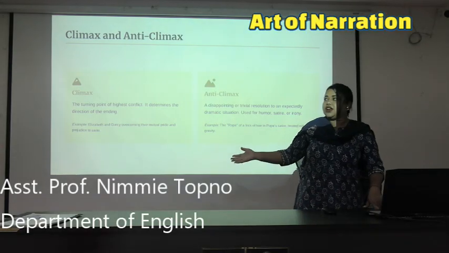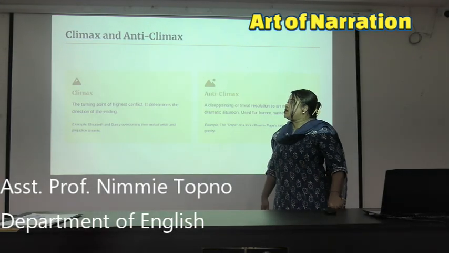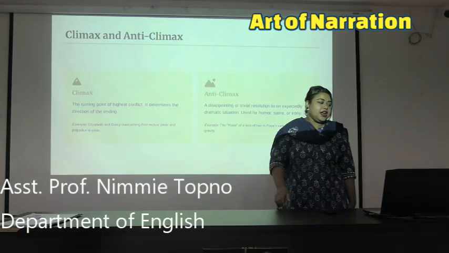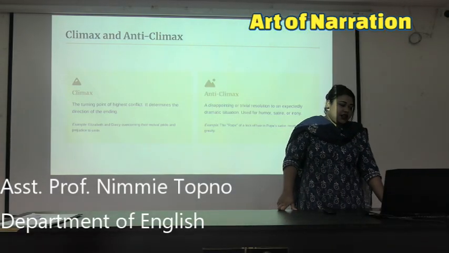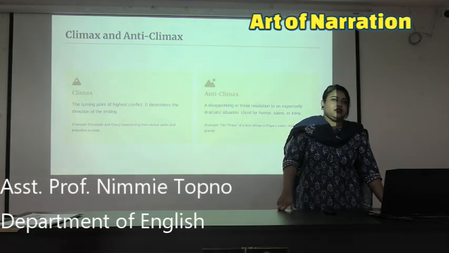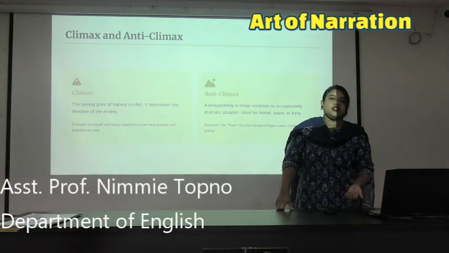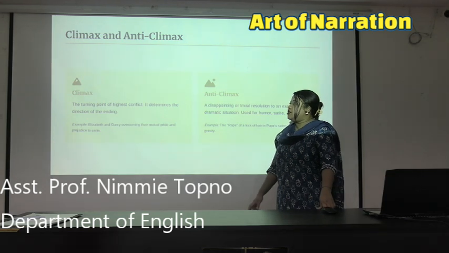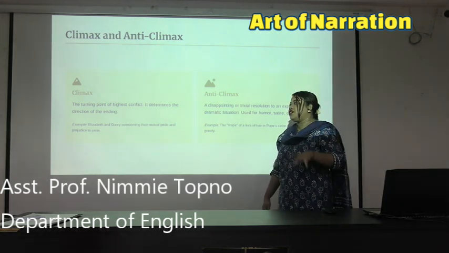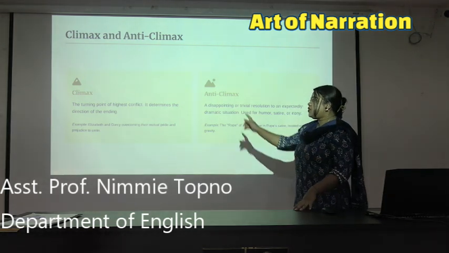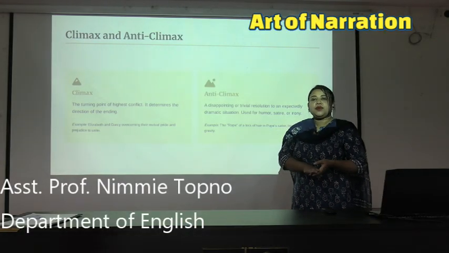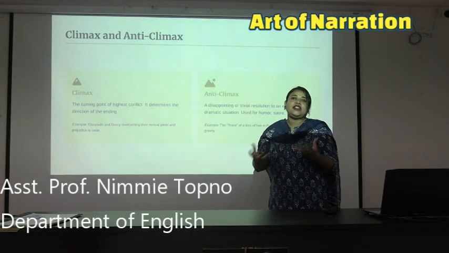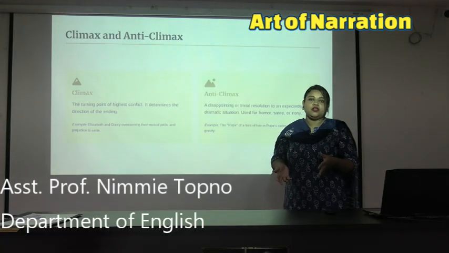Climax and anticlimax, again I have told you yesterday. Climax is the turning point of the highest conflict. It determines the direction of the ending. Example, Elizabeth and Darcy overcoming their mutual pride and prejudice to unite. Right? As I said, the proposal is accepted, and this is the highest point of the conflict, and it determines the direction of the ending. That means if Elizabeth has accepted the proposal of Darcy, how will the ending be? The marriage of both of them.